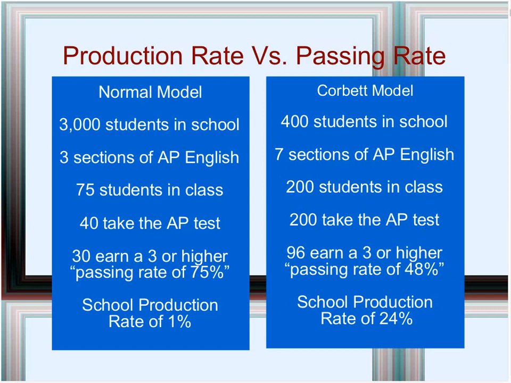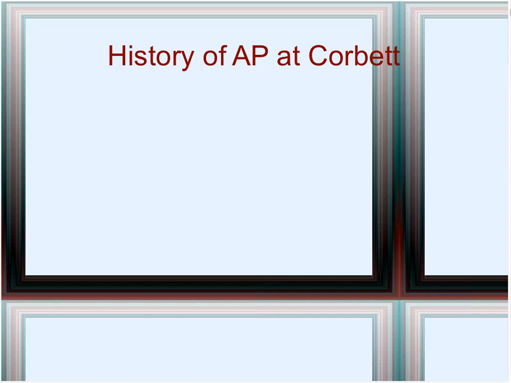We've doubled in size: 7 sections of AP English, 200 kids take it, 200 take the test, 96 earn a 3, so our passing rate is 48%, but our production rate is 24%, or 24 times that of the other model. That kind of data can convince people.